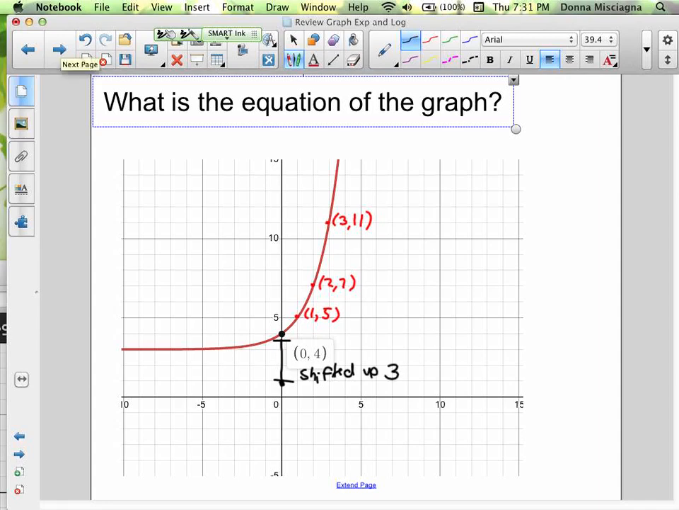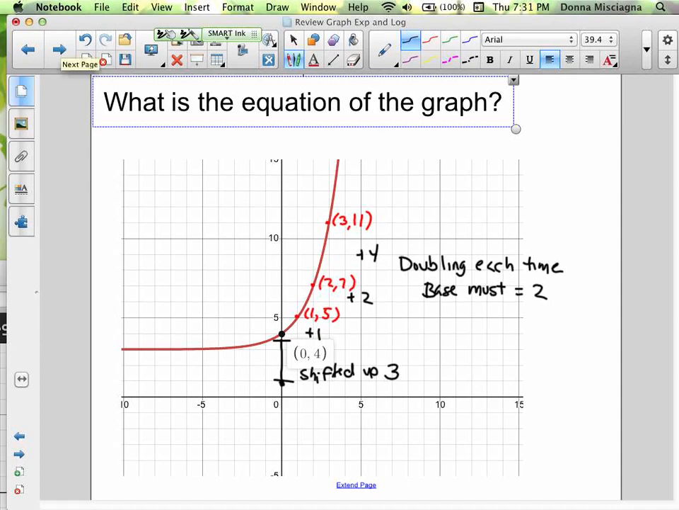Let's try to figure out our base. All right, so let's take a look at what's happening to our y values. First we go up by 1. To go from 4 to 5, we went up by 1. To go from 5 to 7, we went up by 2. To go from 7 to 11, we went up by 4. Notice we're doubling each time. If we're doubling each time, the base must equal 2.